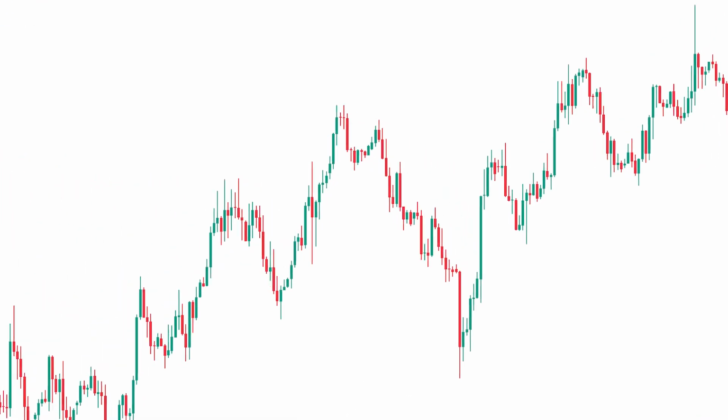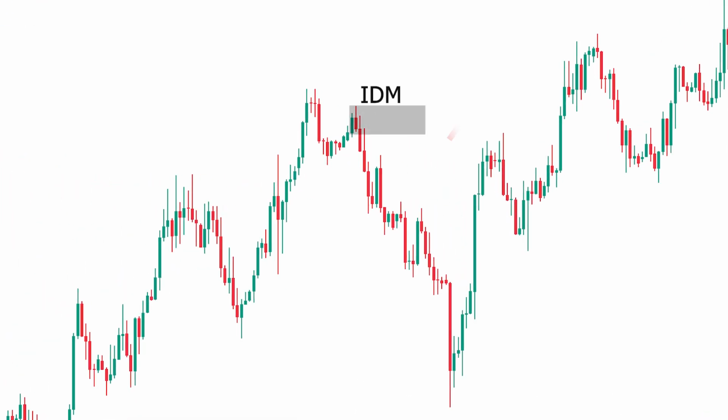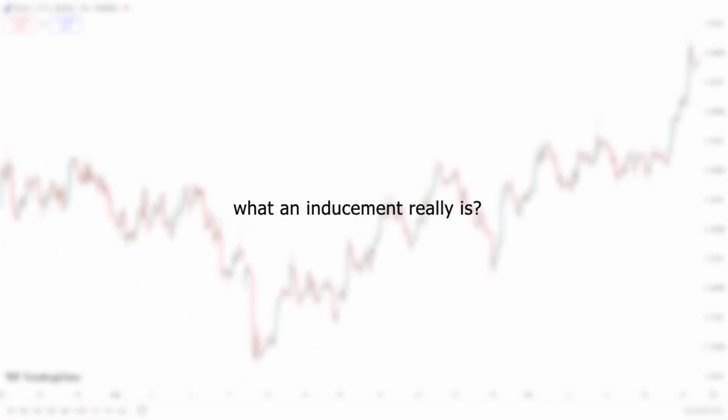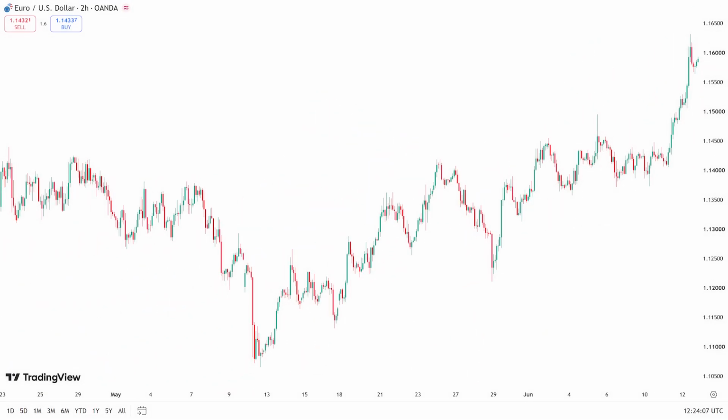The biggest mistake traders make is trying to identify an inducement before it's confirmed. Let me show you the 5 rules that almost nobody talks about. But first, you need to understand what an inducement really is.